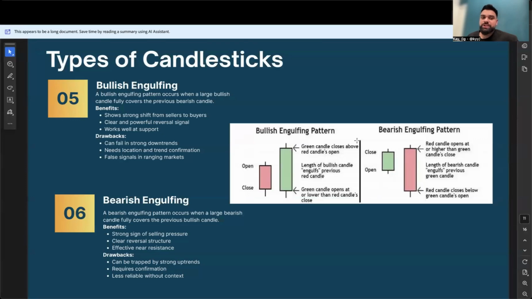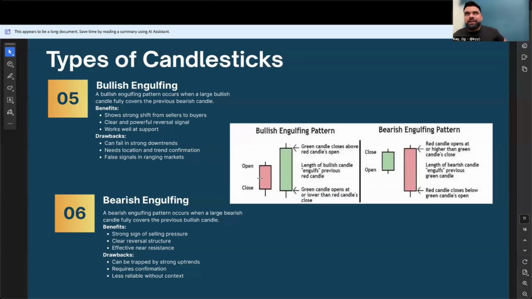Bullish engulfing. A bullish engulfing pattern occurs when a large bullish candle fully covers the previous bearish candle, as you can see right here. The previous candle was bearish, but then the bullish engulfing candle came in, a lot bigger than the previous one. It shows a strong shift from sellers to buyers. It's a clean and powerful reversal signal, and works well at support. Very useful. Drawbacks: it can fail in strong downtrends, needs location and trend confirmation, and gives false signals in ranging markets.